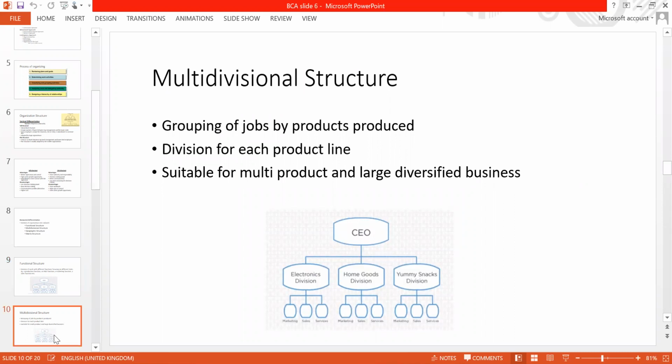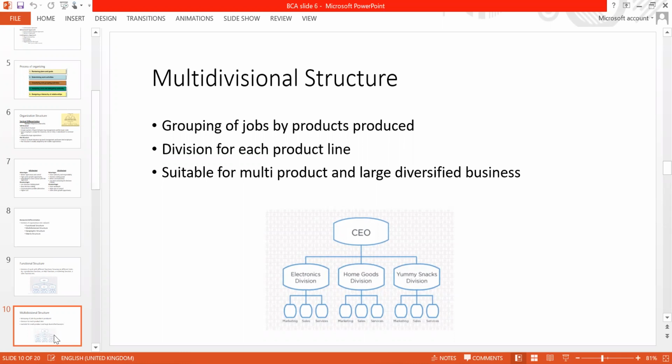So in multi-divisional structure, what we do is we first divide the organization based on products, for example. So you see on the slide, there is one division, which is electronics division. Then you have another division, which is home goods division. And there is another one, which is snacks division. So you first divide the organization into different divisions based on the products that you produce.